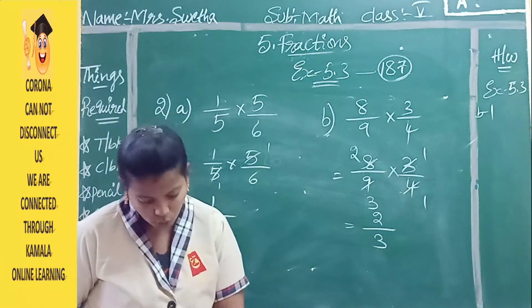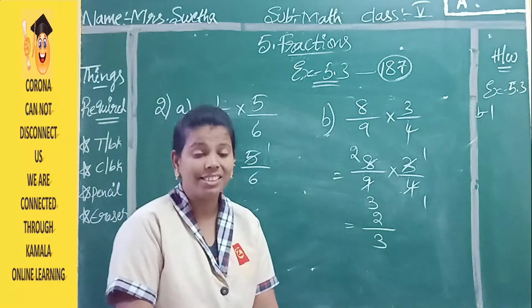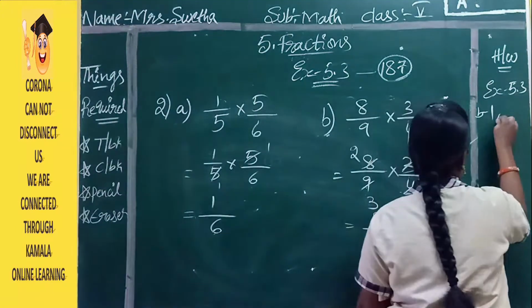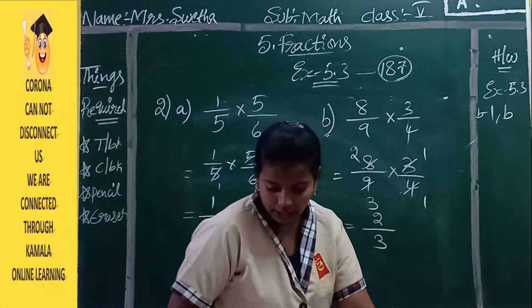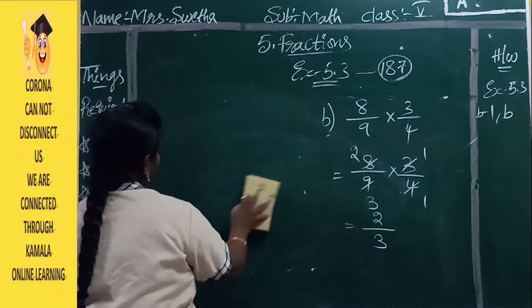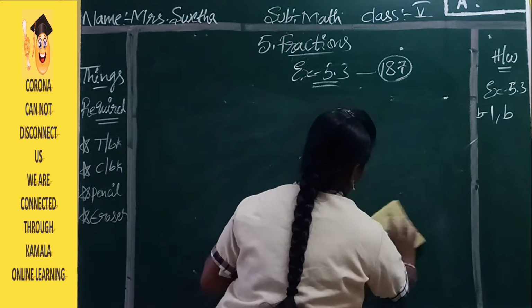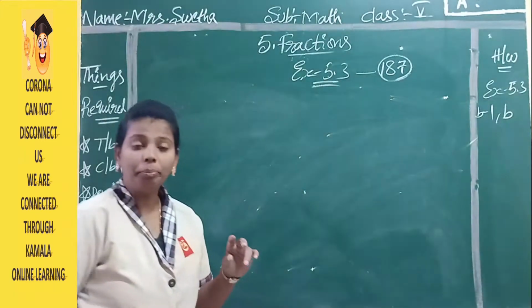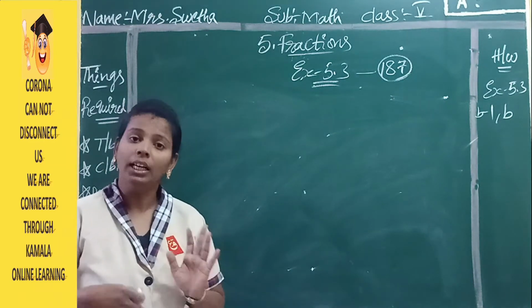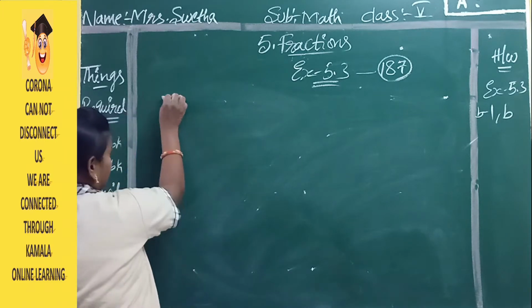So the other problems also in the same way, you have to just cancel it and multiply. Do the second bit also as homework. See, the third bit is also in the same way, multiply. But here you are having mixed fractions. So first you have to make them into proper fraction or improper fraction. Then you have to do the calculation.